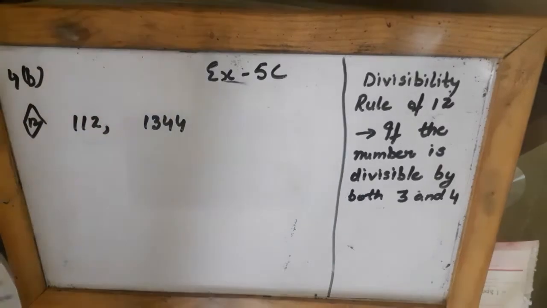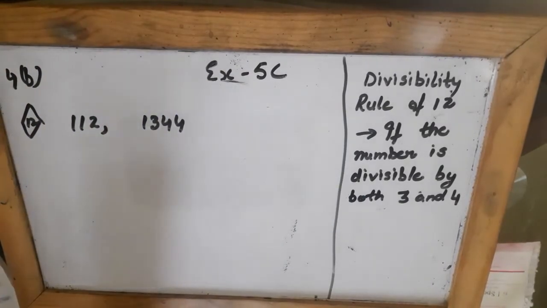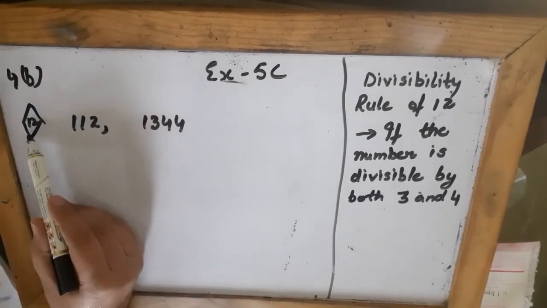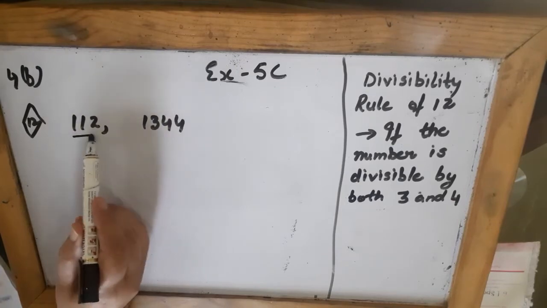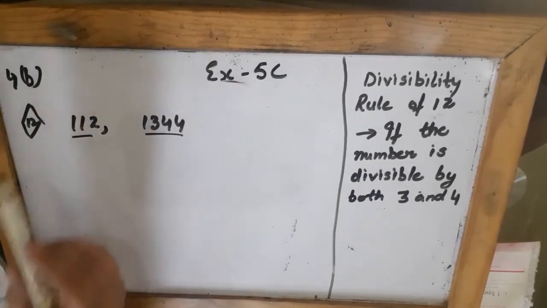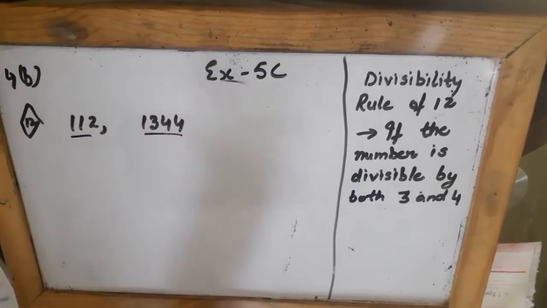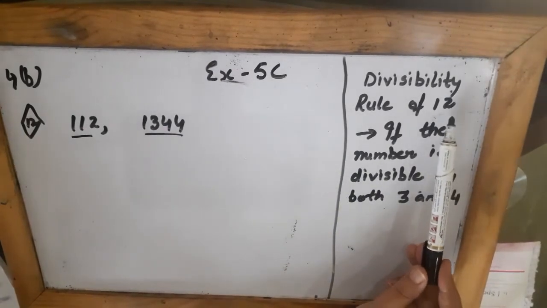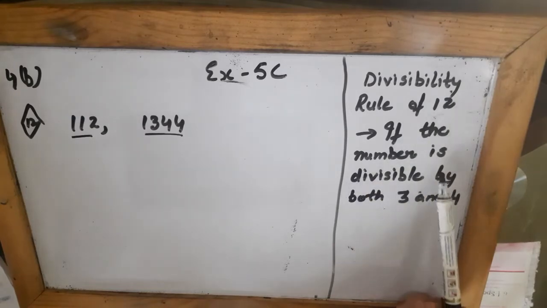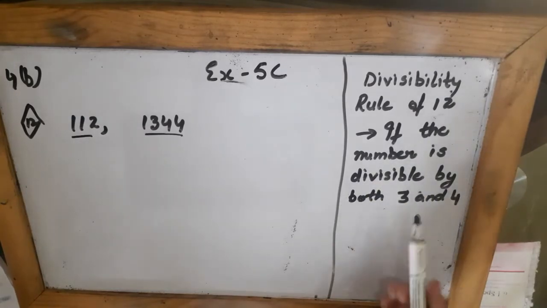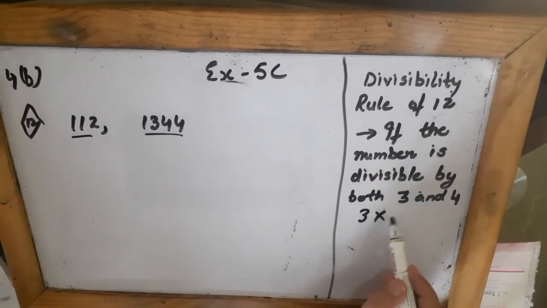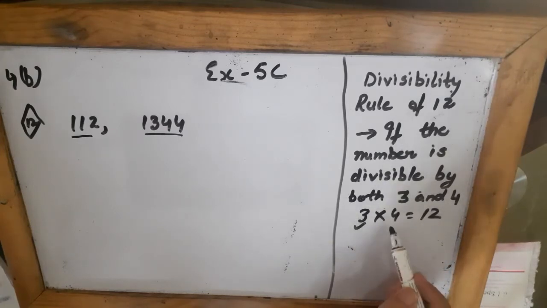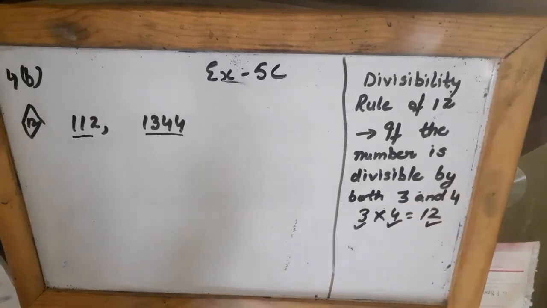Now question number 4, B part. The first number given is 12. It means I have to check whether these numbers are divisible by 12 or not. Now what is the rule of 12? The divisibility rule of 12 says if the number is divisible by both 3 and 4, so as you can see, 3 × 4 is 12, then the number is divisible by 12 also.